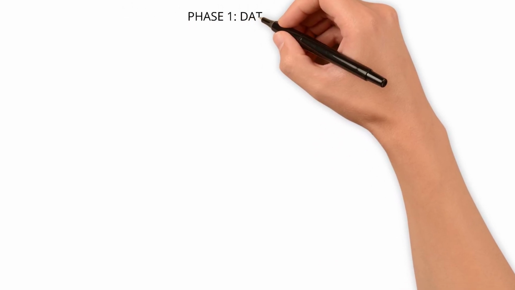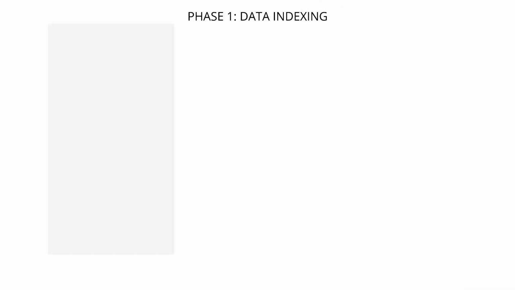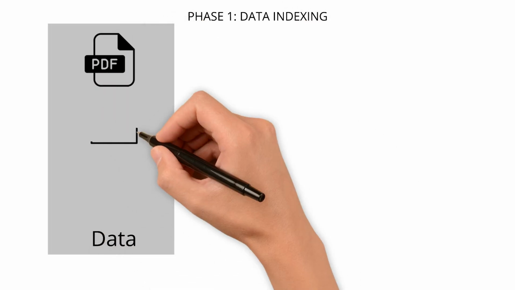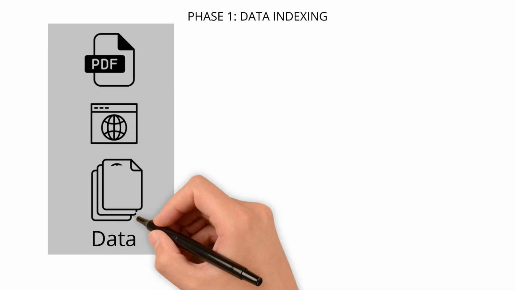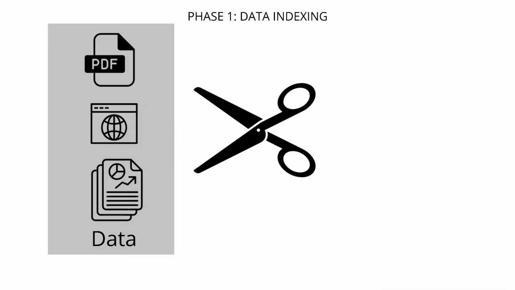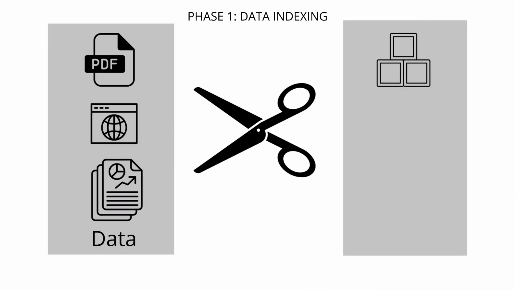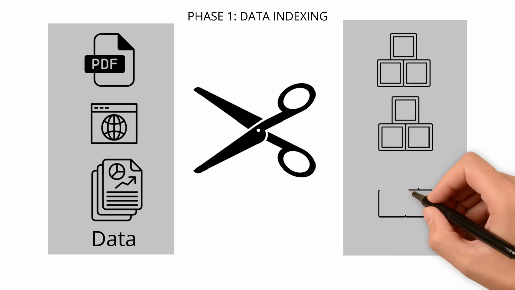Implementing a RAG system involves two main phases. First, the data indexing phase. We start by gathering all our documents like files, web articles, company reports. Since a single document is often too large, we break them into smaller, meaningful segments called chunks.